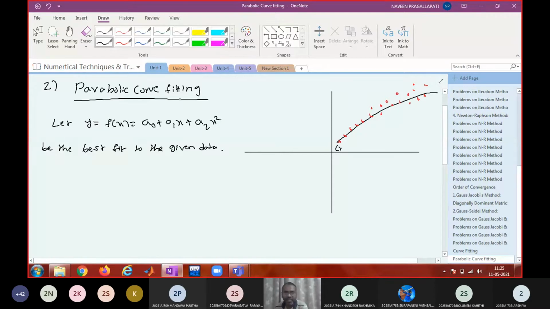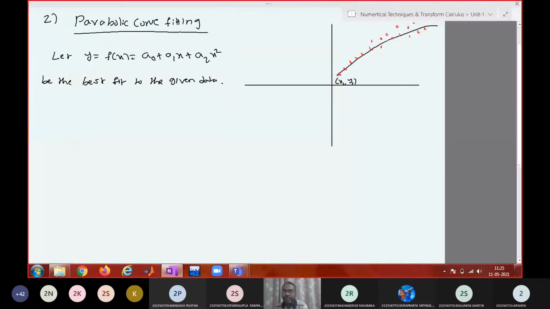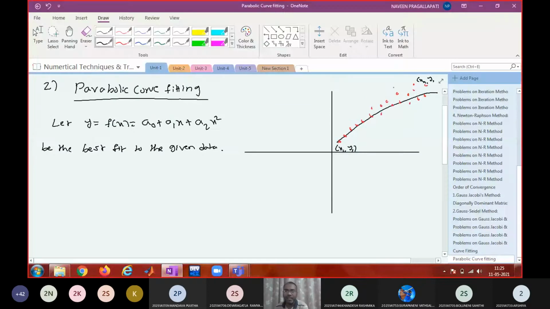So what is this? This is x1, y1. The last data point is xn, yn. There are n data points. Okay. So assume that epsilon k equals f of xk minus yk. Then take epsilon equal to epsilon 1 square plus epsilon 2 square, and so on, plus epsilon n square.